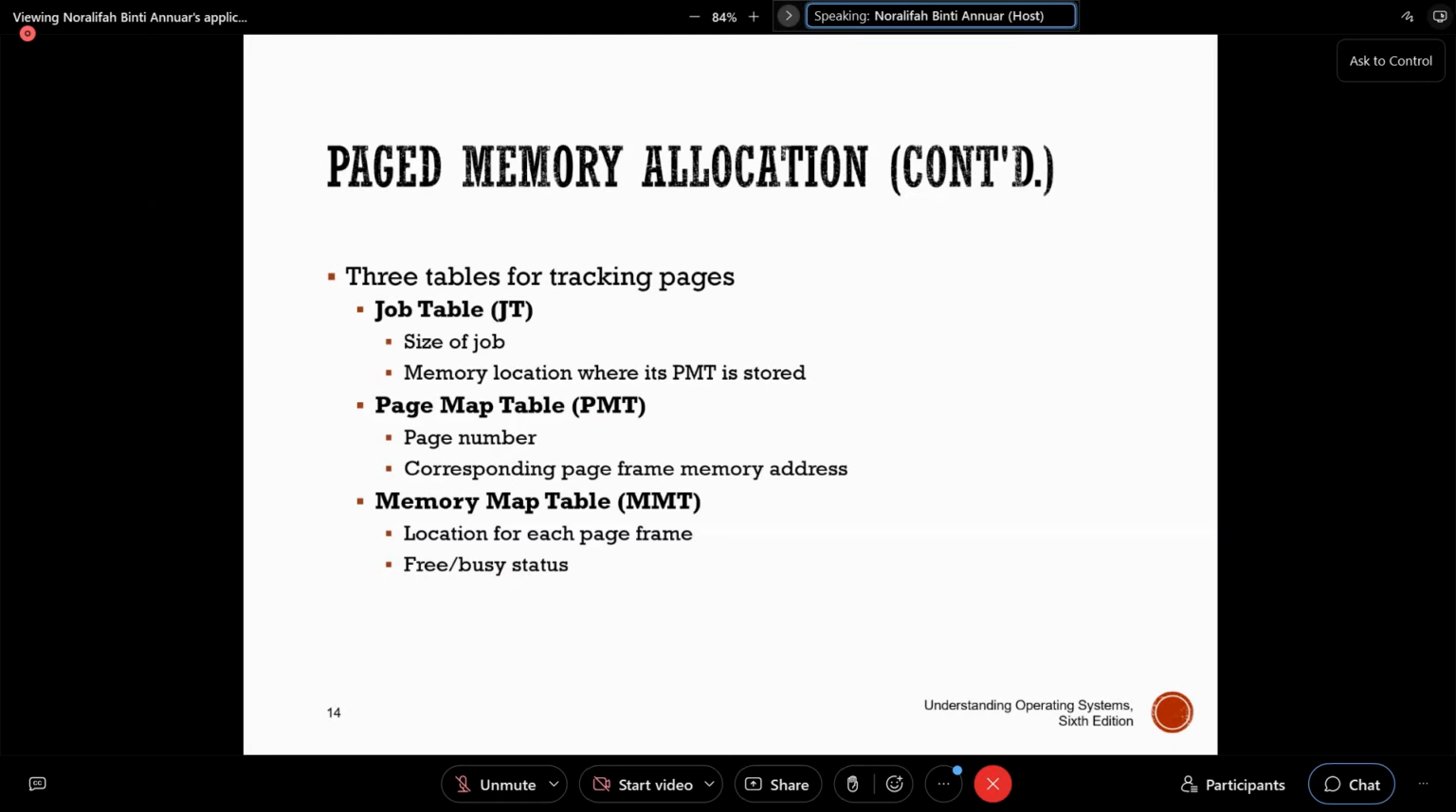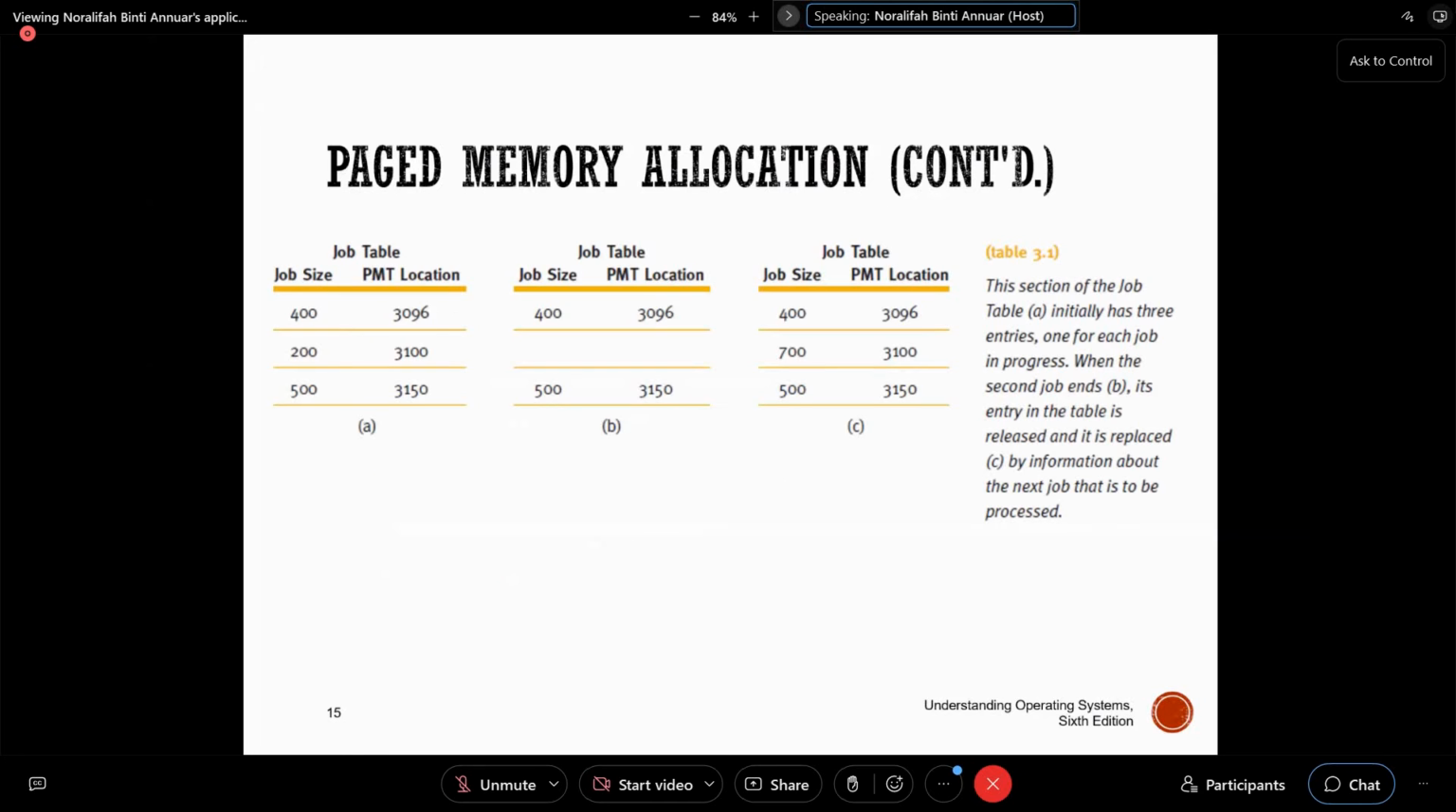The free busy status last week kita dah belajar. So untuk page memory allocation, there's 3 tables involved. And each of this table, this is the information, the content in that table. Okay, to keep track. The function is to keep track of the page and frame.